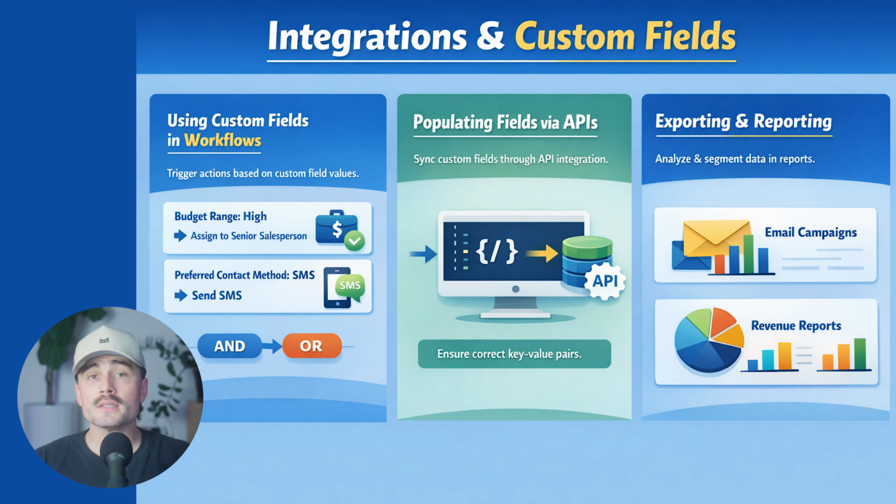Exporting and reporting. Custom fields appear in exports and reports. So use them to create custom segments in email campaigns or to generate revenue reports by industry. If you use external business intelligence tools, then mapping custom fields ensures that you're analyzing the same variables across systems.